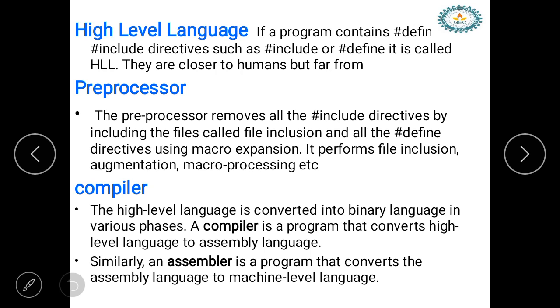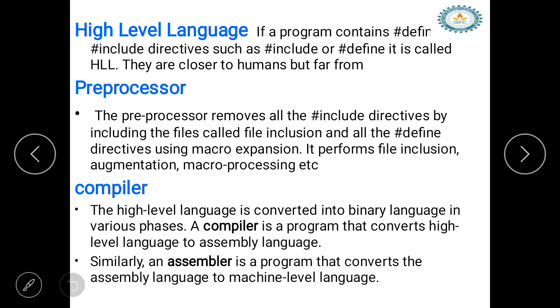High level language. If a program consists of directives such as include or define, it is called a high level language. They are close to humans but far from machines. So high level language means user language. In general, using the general English language is a high level language.